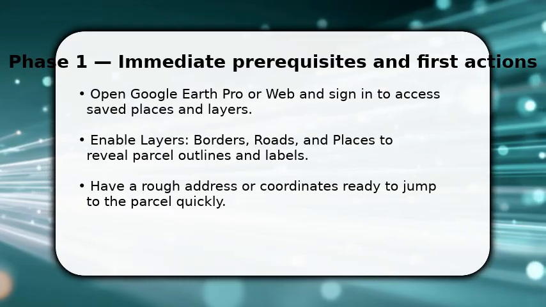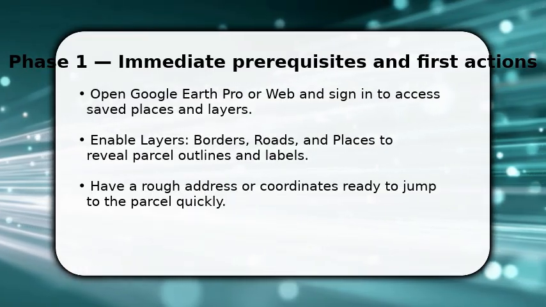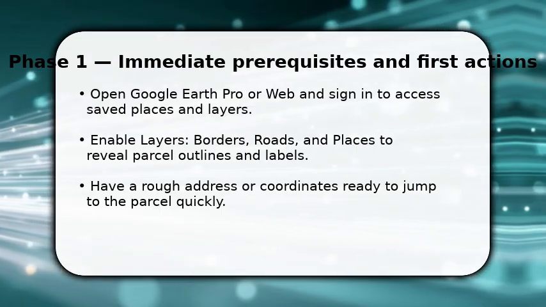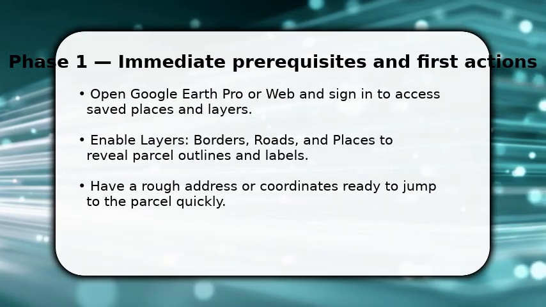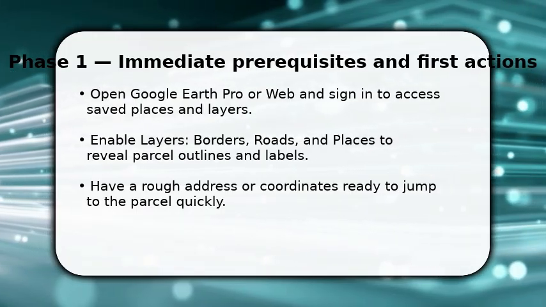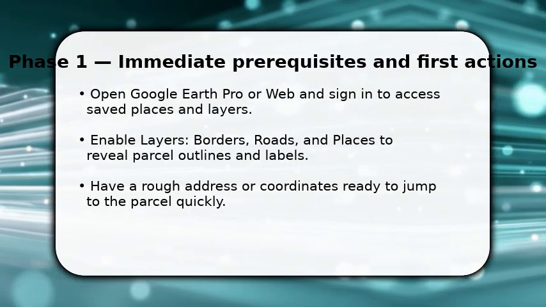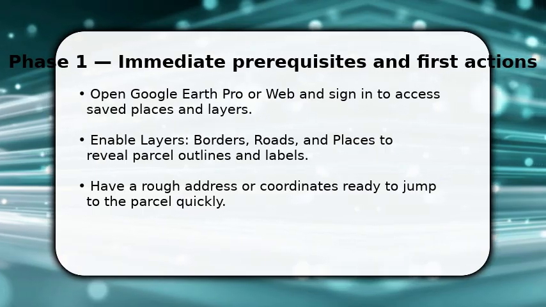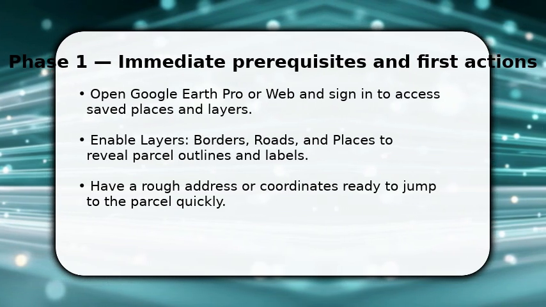You begin by opening Google Earth and going straight to the area you care about. Type the address or paste coordinates. Once there, enable borders, roads, and places so property lines and nearby labels appear. Make sure you use the satellite or 3D view for clear parcel shapes. If you have a county map overlay, load it now. It speeds up matching parcels to survey numbers. This setup gets you into the exact zone, where the survey number will be visible or matched.